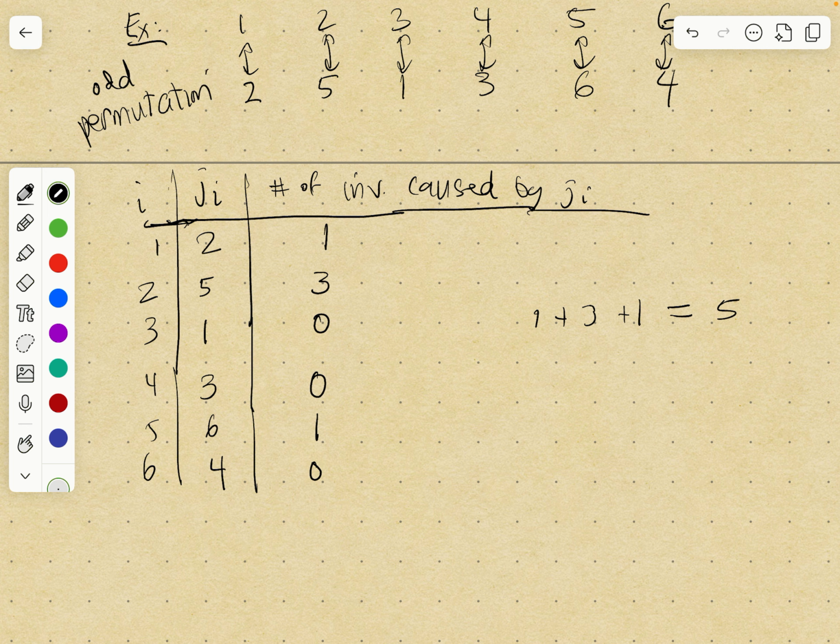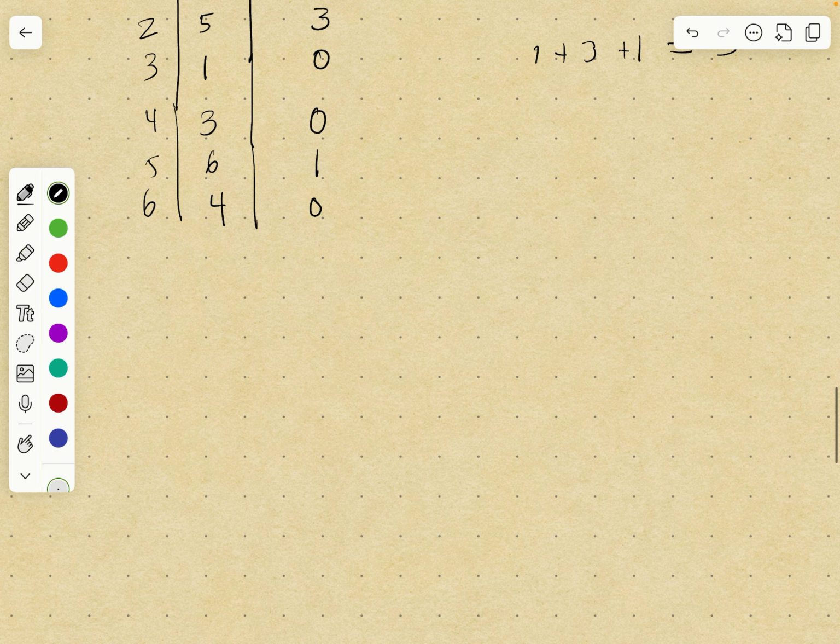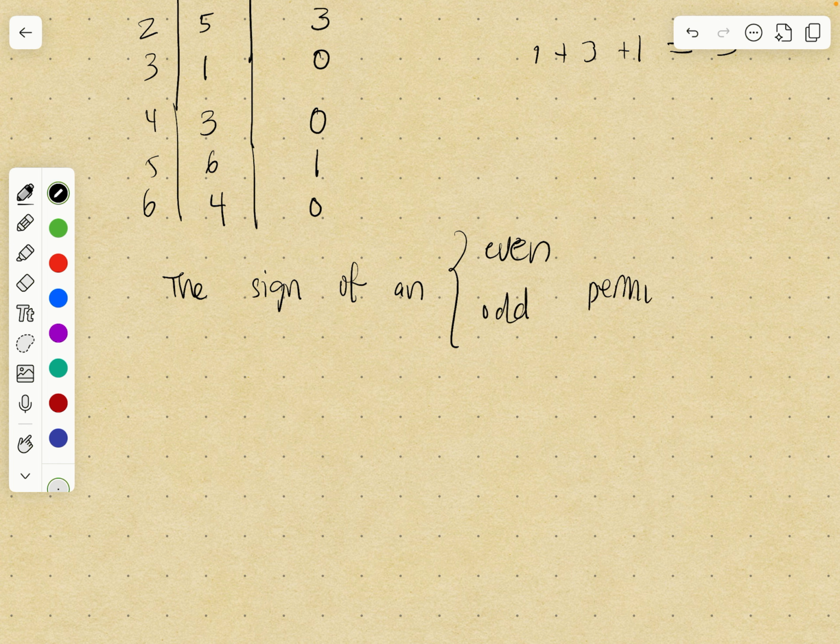Okay? Now when you have an even or odd permutation, we talk about its sign. Technically it's a sign, so it's plus or minus. The sign of an even permutation is defined to be plus, and the sign of an odd permutation is defined to be minus.